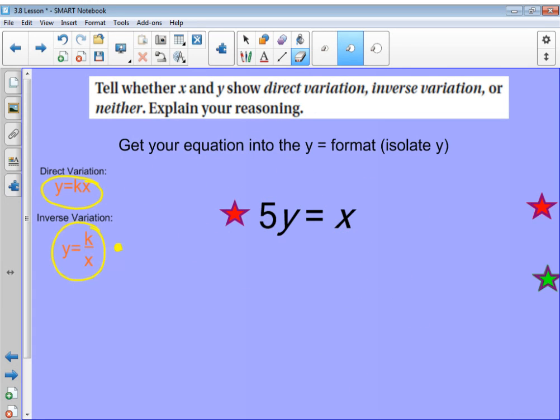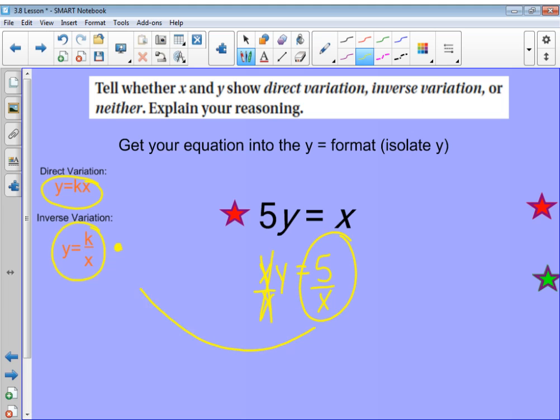Okay, so if I were to rewrite this equation, maybe instead it was x times y equals 5. To get y by itself, we would divide by x. This here would be in the proper format to show inverse variation because the x is on the bottom. The one that we just solved, we had the 5 on the bottom, so we had to rewrite it as a multiplication problem.